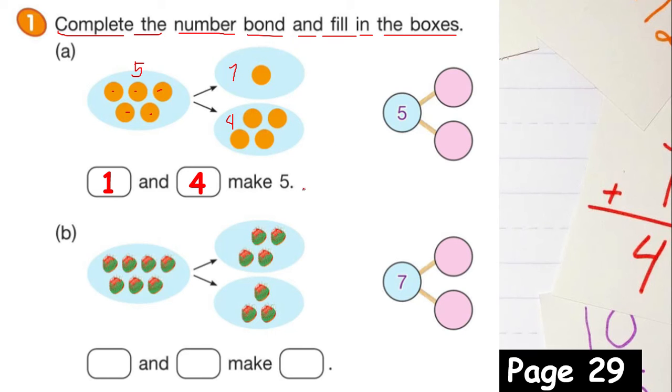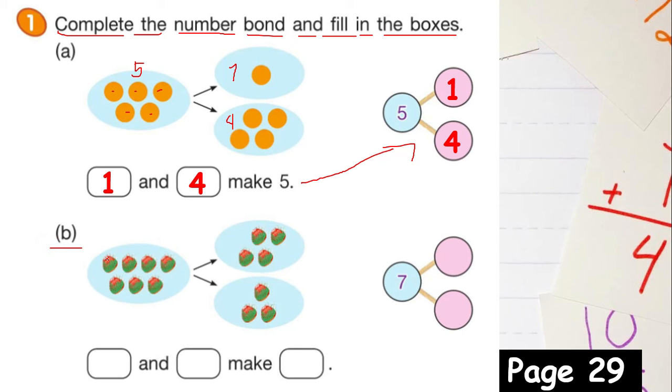So how do we bond them? We write it here. So 5, what number makes 5? We have here 1 and 4. So if you add 1 and 4, you will get 5. 4 plus 1 or 1 plus 4 is 5. Okay?